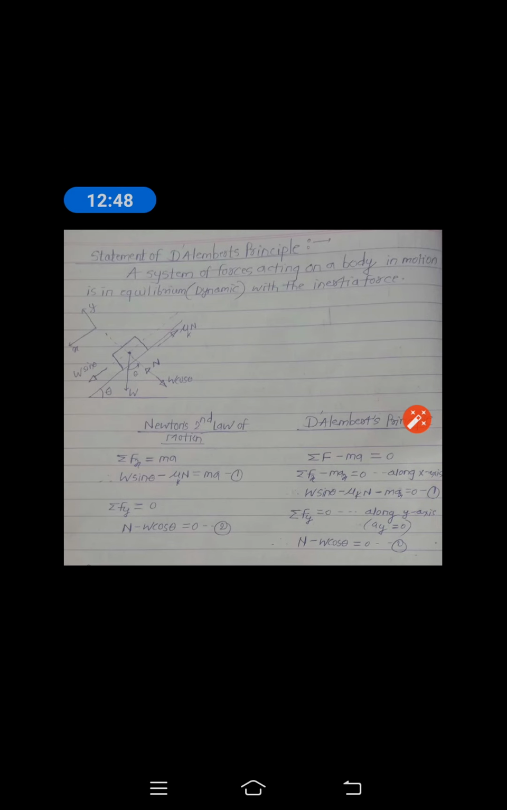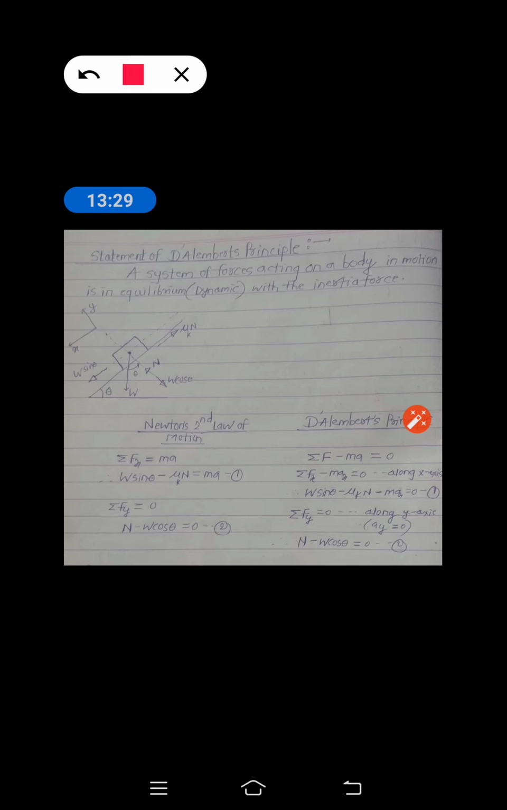Now see the statement of D'Alembert's principle. According to this principle, a system of forces acting on a body in motion is in equilibrium, in bracket dynamic equilibrium, with the inertia force. So I think this statement is clear, because we already discussed the explanation of this statement in the previous slide. So what does that principle say? See here students, this principle says we achieve dynamic equilibrium.